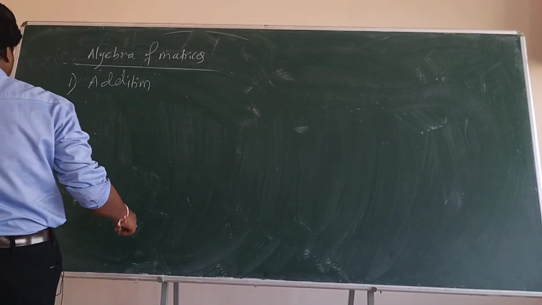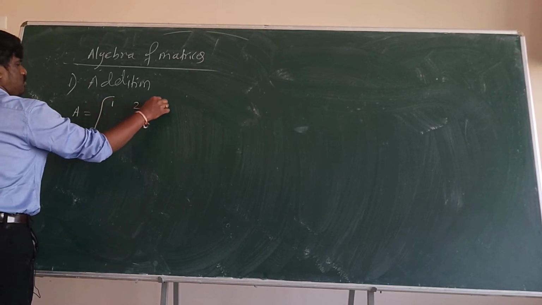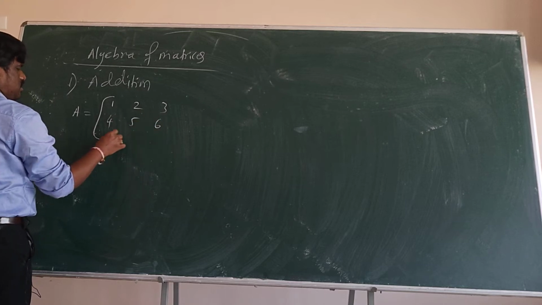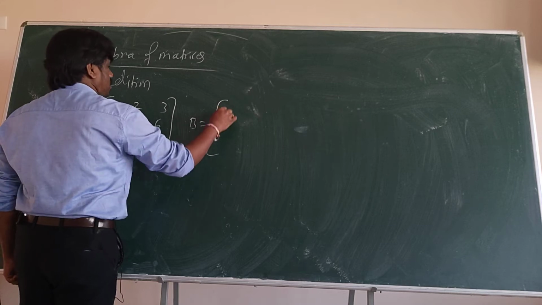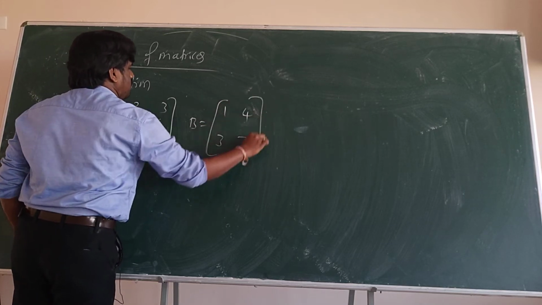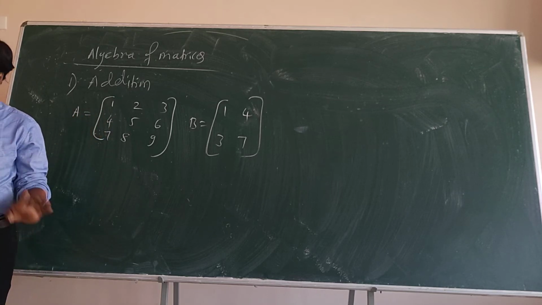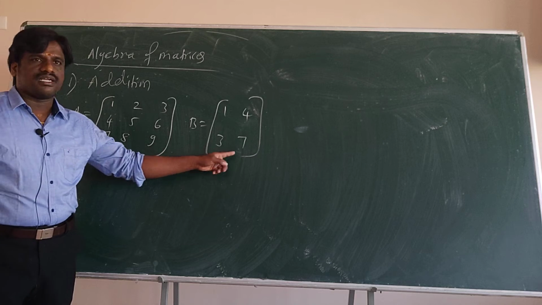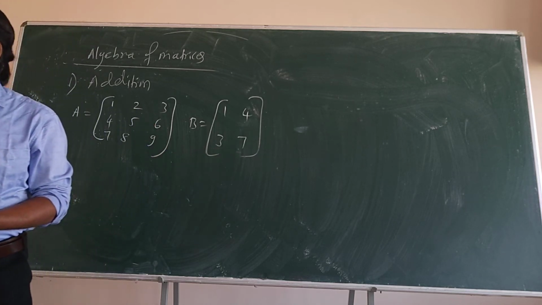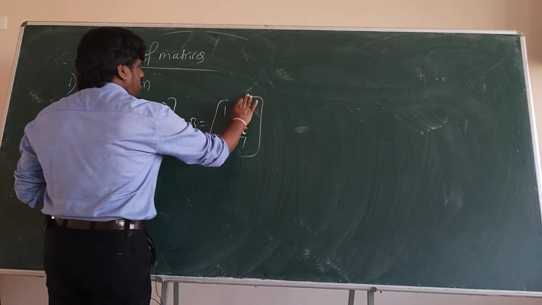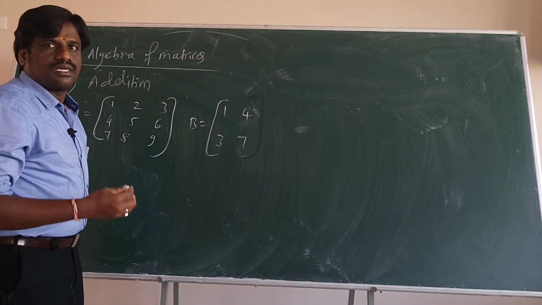So here, first, addition of matrices. Let us take two matrices. A is equal to 1 2 3 4 5 6 7 8 9. B is equal to 1 4 3 7. Suppose you have like this. Can we add these two matrices? No, we cannot add the matrices because the order is different. If two matrices have the same order, then only is it possible to add or subtract. So what we do here, we make two matrices whose order is the same, then we do addition or subtraction.